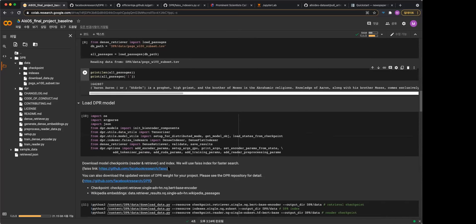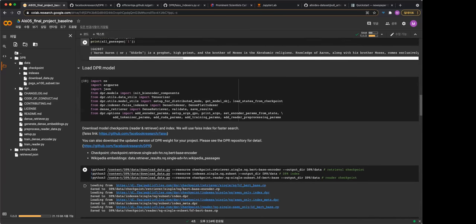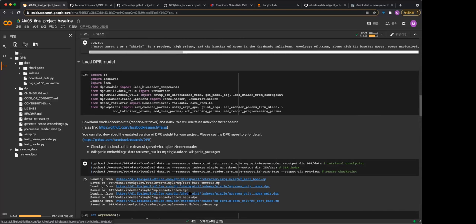Then you can load your DPR models by this code. You can download the pre-trained weights and pre-trained indexes with this code. Your downloaded files can be found in these checkpoints and indexes. Checkpoints is for your model weights for reader and retriever, and the indexes is for your FAISS index, the DPR index. FAISS is a package for fast search, like approximate search. And with this FAISS index, you can search efficiently with your DPR dense embeddings.